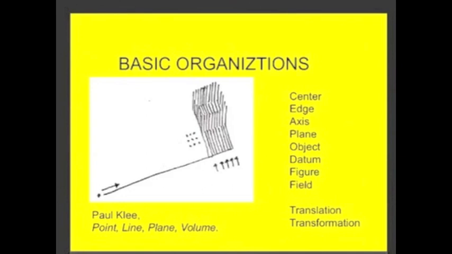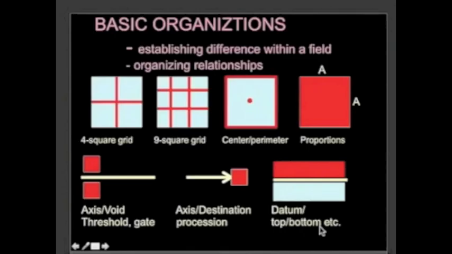I'm so much more important than people who are not organized on the axis. Sorry, that's just the way it is. And so forth. So we have all of these conditions of center, edge, axis, plane, object, datum, figure, field, and they're all interrelated through translation, dragging, or transformation. So these are some basic organizations that we can look at.